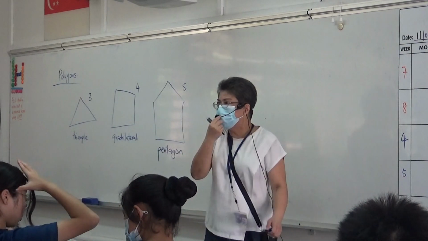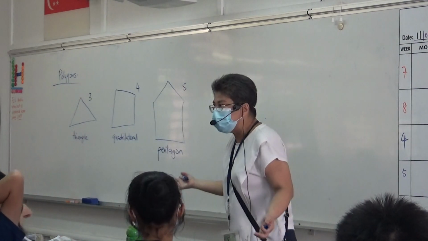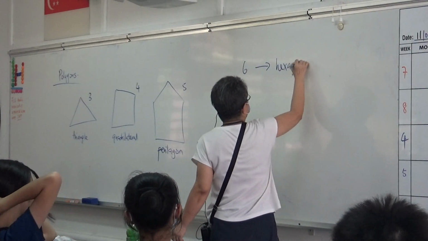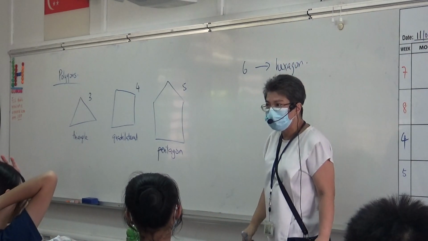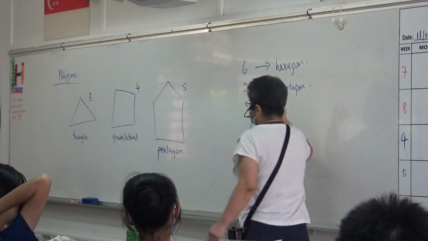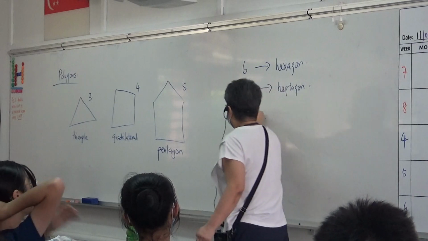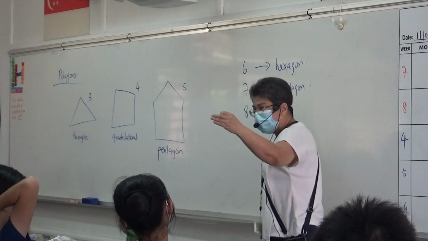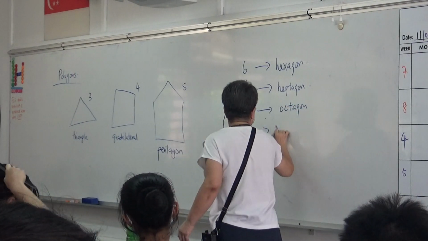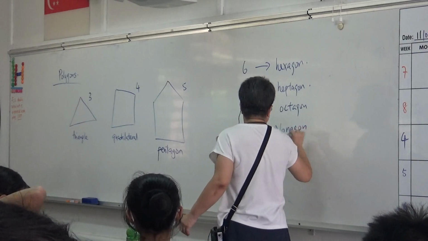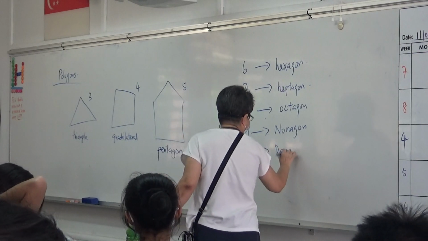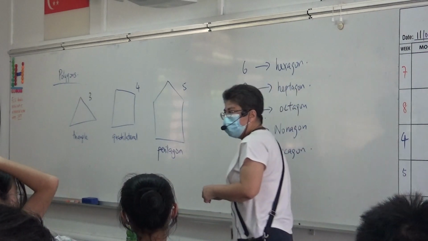Okay? Now, you don't have to know special names until 100 sides. 6 sides is called a hexagon. You must know this. Okay? 7 sides is called a heptagon. Okay? Now, 8 sides is very easy. You know octopus, right? Octagon, alright? 9 sides, nonagon. Okay? 10 sides is called a decagon. Okay?